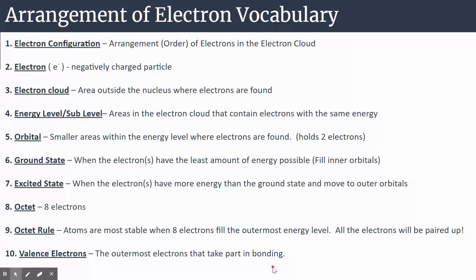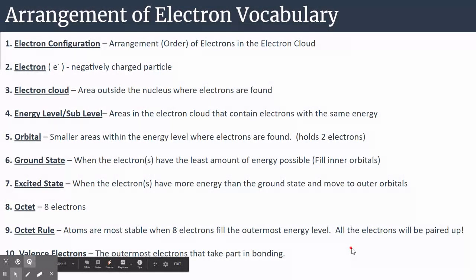So these outermost electrons are so important, we give them their own name. We call them valence electrons. Sorry that the little thing in the corner is kind of in the way. Okay, and valence electrons are the outermost electrons, and they take part in bonding.